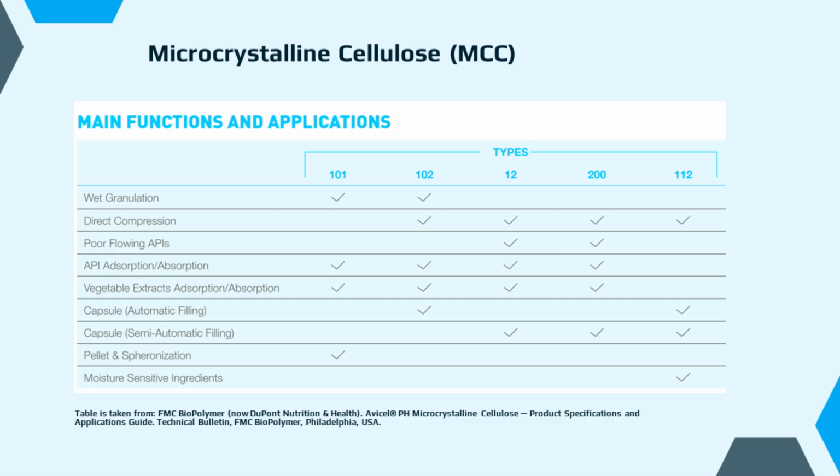pH 200 features a much larger particle size and higher bulk density, giving superior flow properties ideal for high-speed tableting. Finally, pH 112 exhibits very low moisture content, not more than 1.5%, making it especially suitable for moisture-sensitive active ingredients. Each grade, therefore, serves a distinct functional purpose, allowing formulators to tailor performance precisely to the manufacturing method and the needs of the active substance.